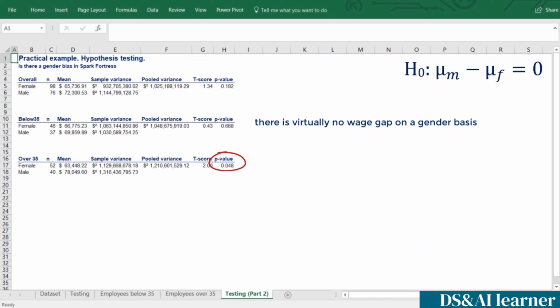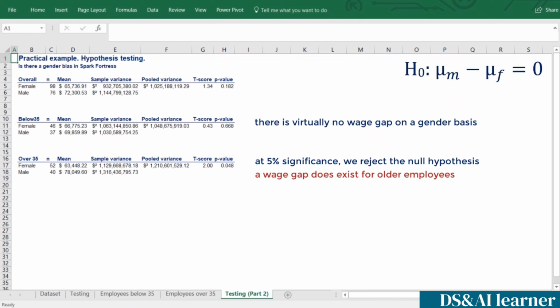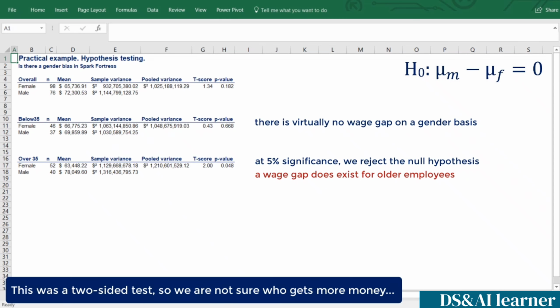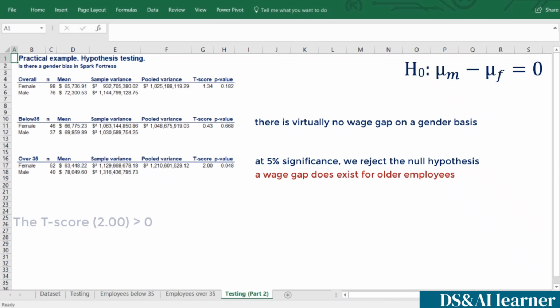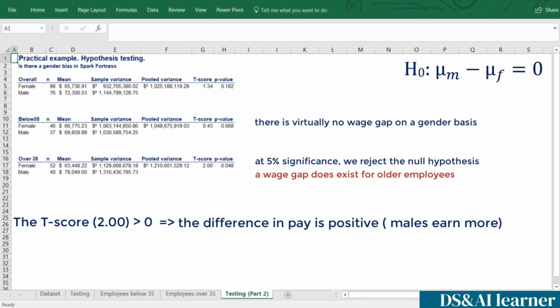In the older group, however, the p-value is 0.048. This is very close to 0.05, but still below it. This implies that at 95% significance, we reject the null hypothesis. Therefore, a wage gap does exist for older employees. All right, this was a 2-sided test. So we are not sure who gets more money, right? Well, do you remember the nifty trick? The t-score of 2 is positive. Therefore, the difference in pay is positive in favor of males.